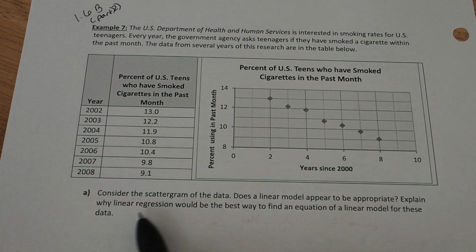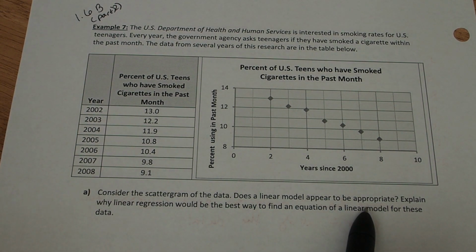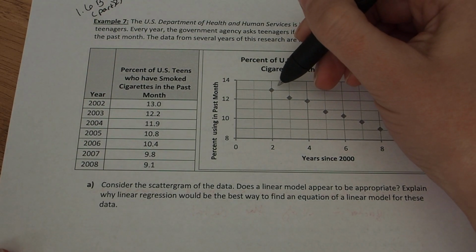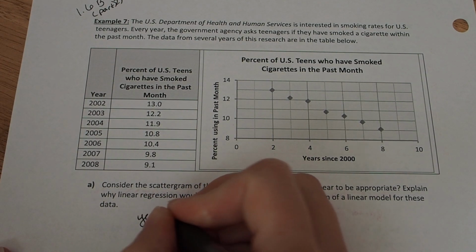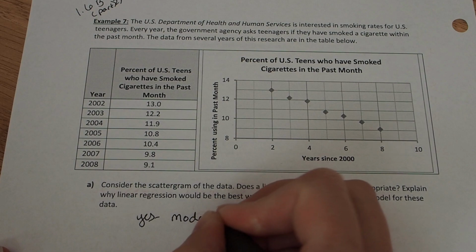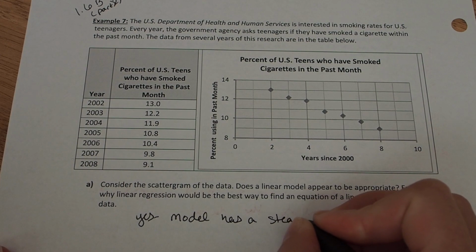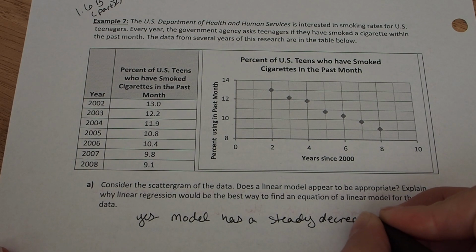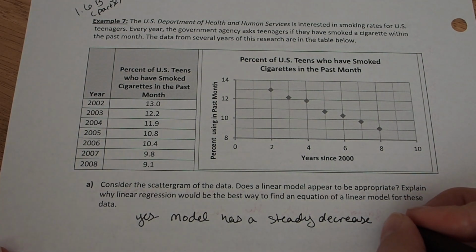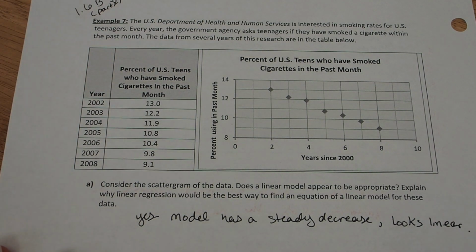Okay, so the first thing we want to do is consider the scattergram. Does a linear model appear to be appropriate? Yes, it appears to be appropriate because the model has a steady, downward decreasing trend, indicating a slope. So it looks like a linear model, or it looks like a line.